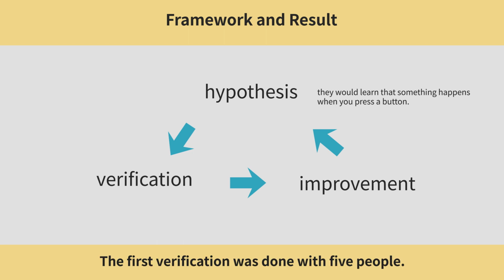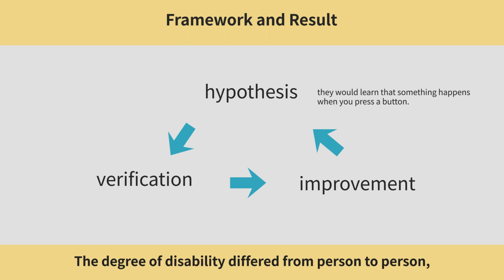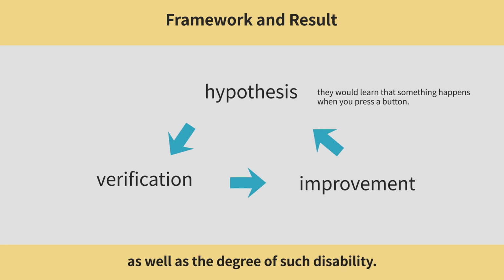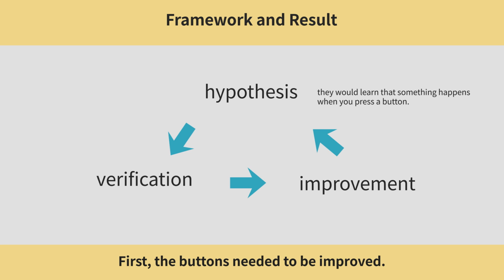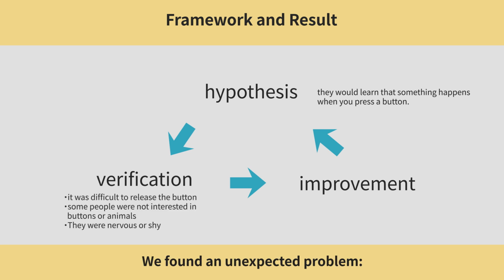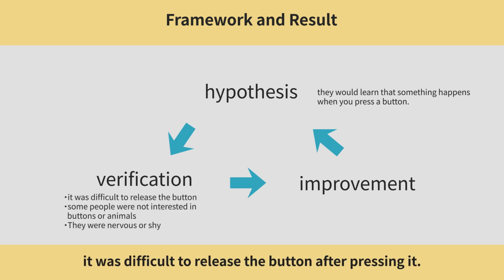The first verification was done with 5 people. The degree of disability differed from person to person. The verification revealed many points that could be improved. First, the buttons needed to be improved. We found an unexpected problem. It was difficult to release the button after pressing it.